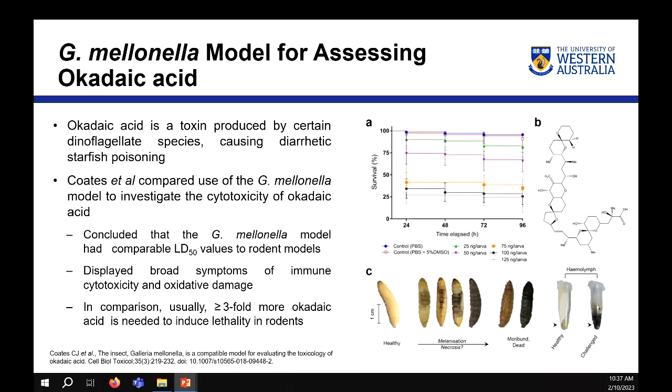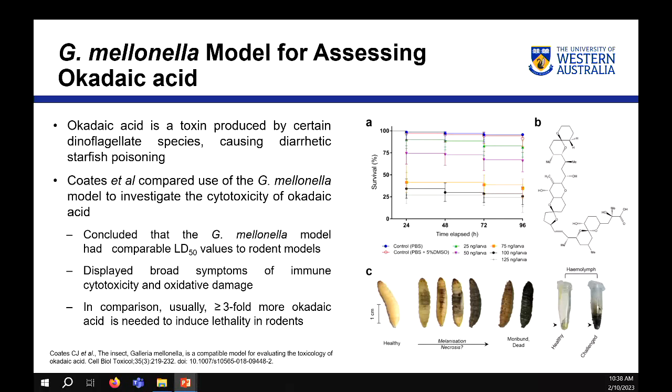So here is one study that was done by Coates where they looked at okadaic acid, which is a toxin produced by certain dinoflagellate species, such as in diarrhetic shellfish poisoning. And so what they did was they wanted to see if screening the cytotoxicity of okadaic acid in Galleria mellonella was equivalent to looking at it in mice. And so they screened different doses. You can see here the different concentrations, and you can see that there is a dose-dependent effect.